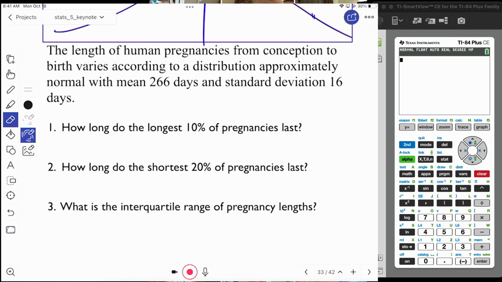Mr. Hissner here. Today I'm going to look at using the inverse normal function on your calculator for these problems that we have right here in front of us. So first thing we're going to do is look at what this is asking us. It says the length of human pregnancies from conception to birth varies according to a distribution approximately normal, with the mean being 266 days and a standard deviation of 16 days.